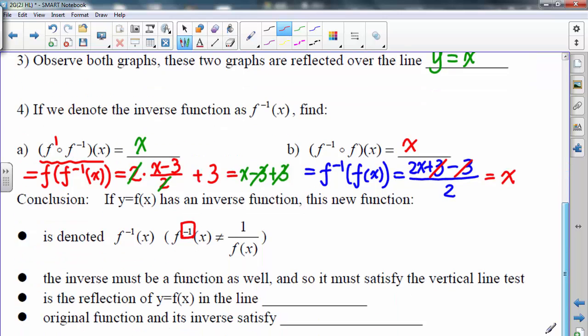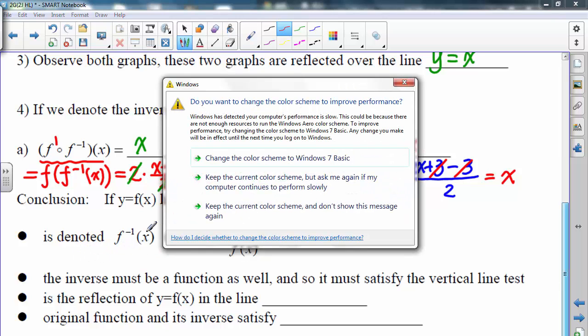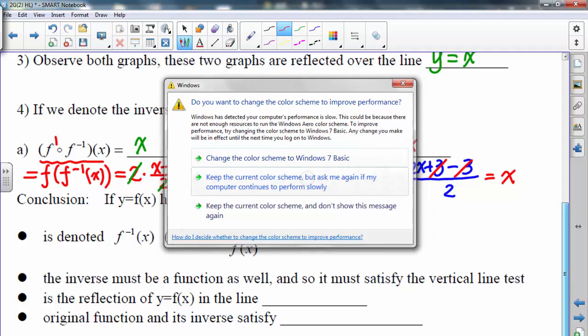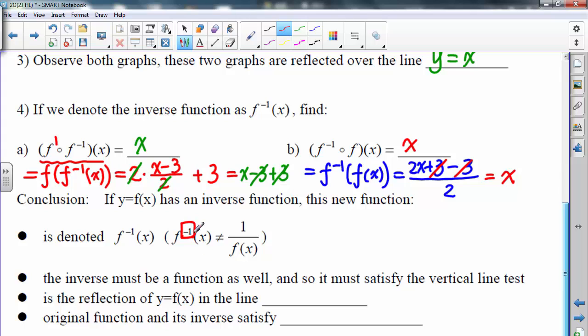So here are the conclusions that we can draw from this example. If y equals f of x has an inverse function, this new function is denoted f inverse of x. And you know this inverse is not the same as the exponent negative 1, so this is not equal to the reciprocal. The inverse must be a function as well, so it must satisfy the vertical line test. We will talk about this point in example 2 again.